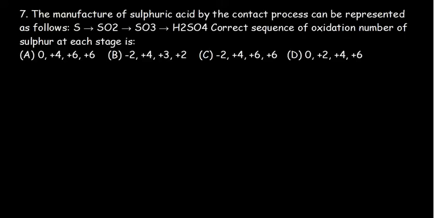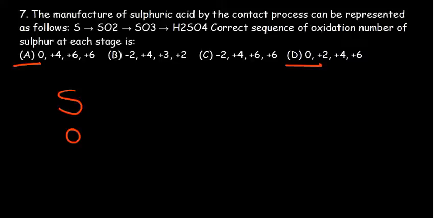The manufacture of sulfuric acid by the contact process can be presented as follows: sulfur, sulfur dioxide, SO3. We need to give the correct sequence of oxidation numbers at each stage. Whenever you've got an element in its original state, just like sulfur, the oxidation state is expected to be 0. Therefore A and D qualify to be the possible solutions.